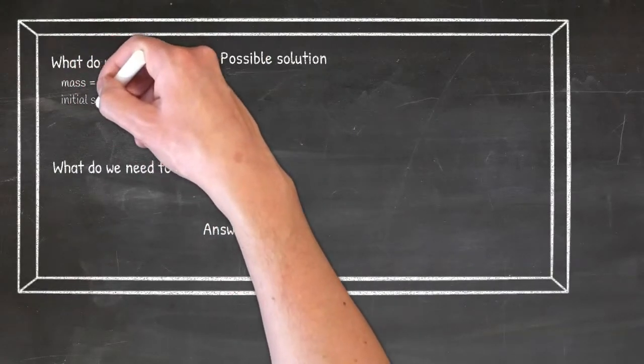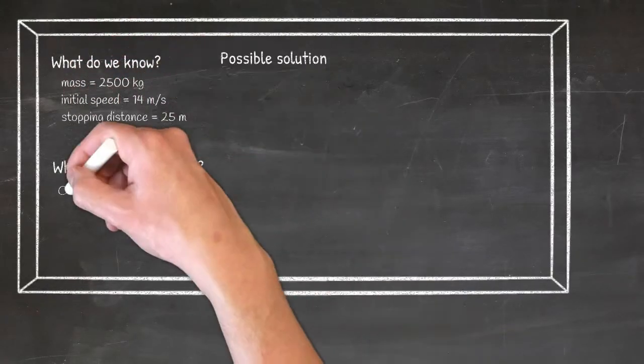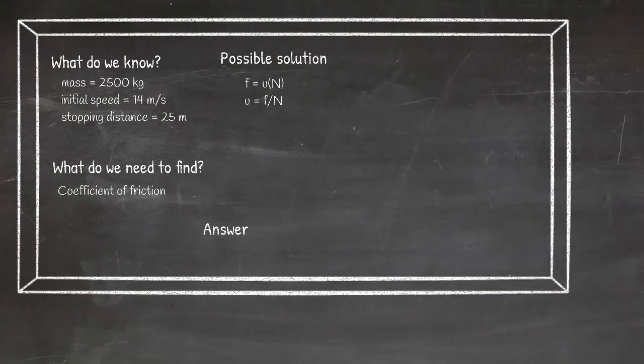So let's collect all that information in our nice template. Starting with what do we know? What do we need to find? We start a possible solution by looking at the friction equation, and you see here F equals μN. It's a fun equation. That's the way I remember it. We'll solve that for μ. We need to find the frictional force. We need to find the normal force.